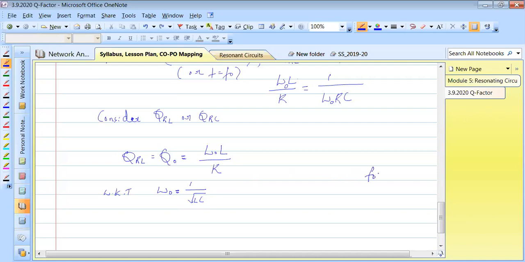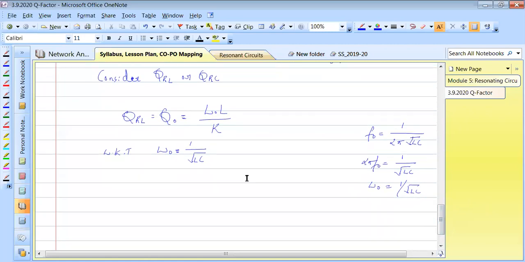If you want to write F naught, it is 1 by 2 pi root LC, something that we have derived in the first class. If you take this 2 pi onto the left hand side, it would become 2 pi F naught, and it would be 1 by root LC. And what is 2 pi F naught? It is omega naught. So omega naught is 1 by root LC. Understand that? So that omega naught has to be substituted here.